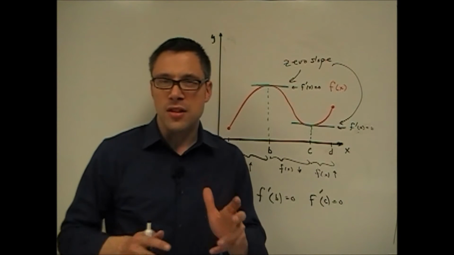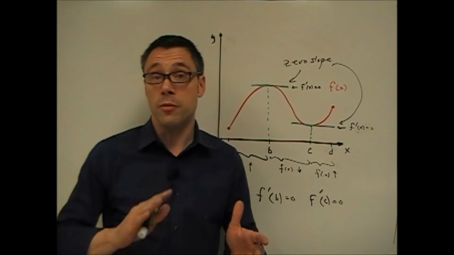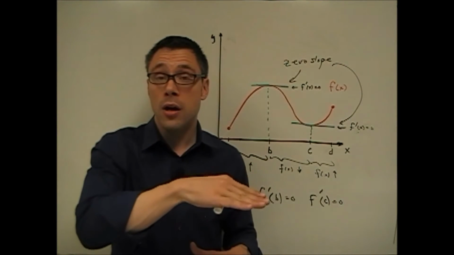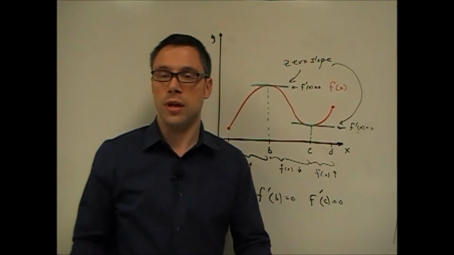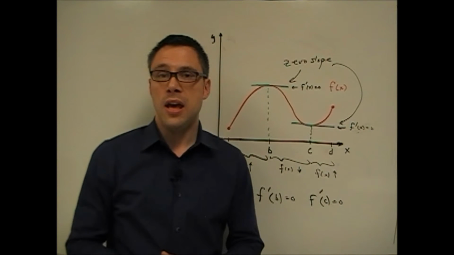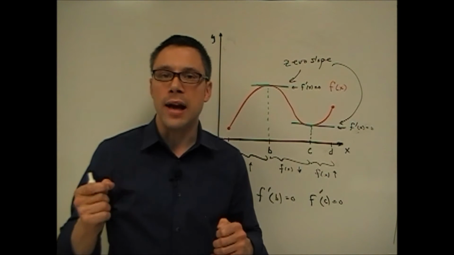So these places, these transition points where the slope changes from going up to going down or down to up, are places where the derivative has a 0 value. Okay, these are very special places. And in fact, we can say the function is doing something critical at these particular x values.